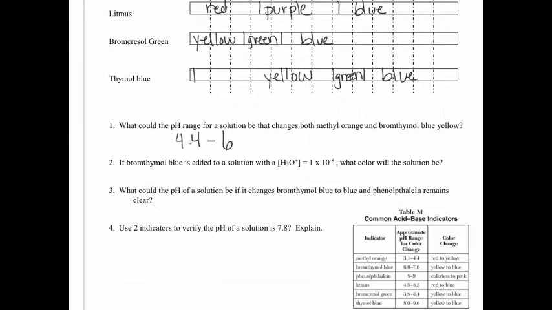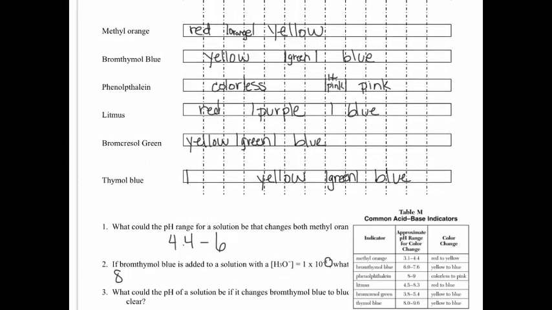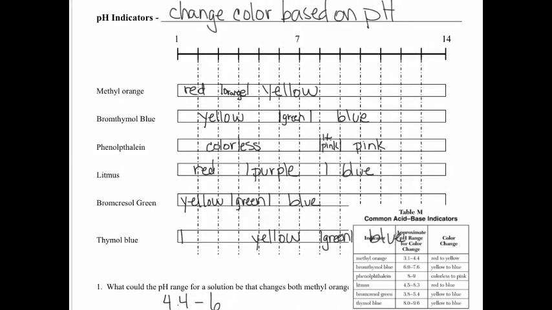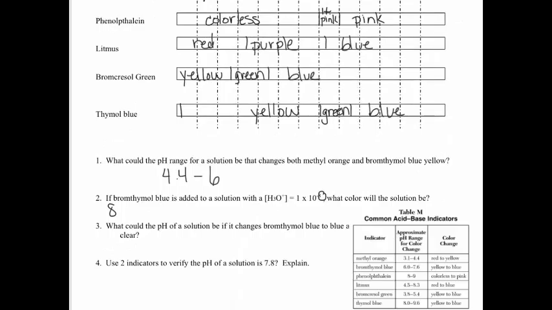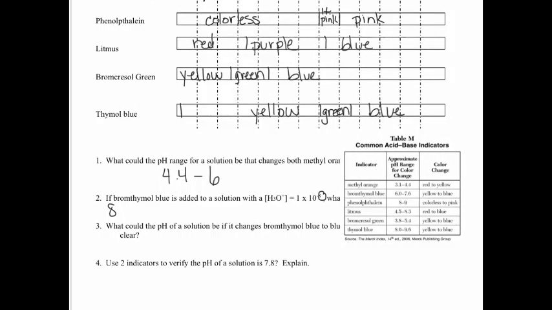If bromothymol blue is added to a solution with a hydronium ion concentration of 1 times 10 to the negative 8th, what color would this solution be? Well, this is a pH of 8. So bromothymol blue, if you're using this one, at a pH of 8, that's right here, so that would be blue. Or if you were starting to get used to using this, you would look at bromothymol blue. 8 is above this range, so it would have to be blue.